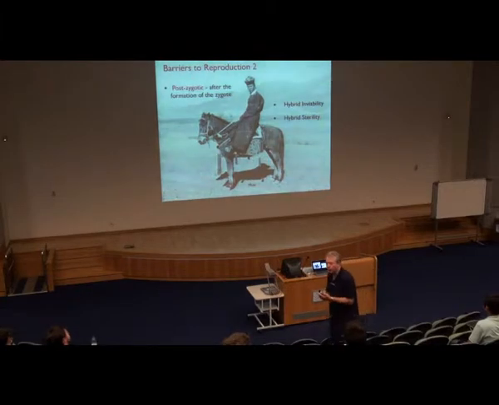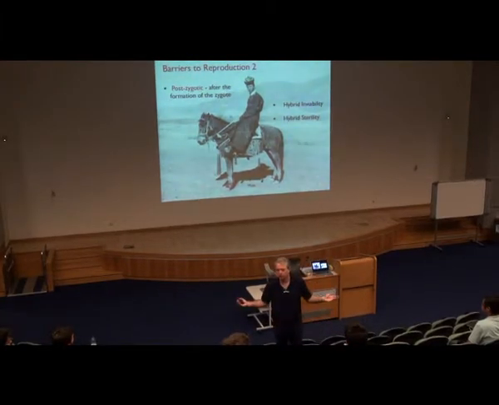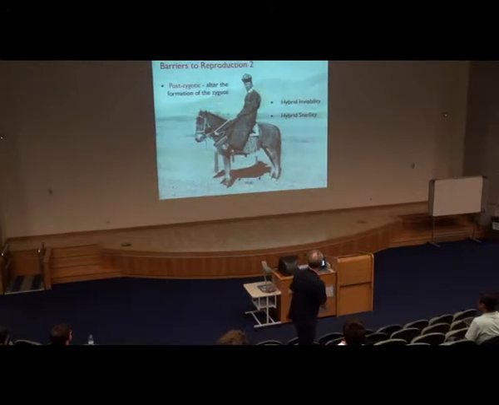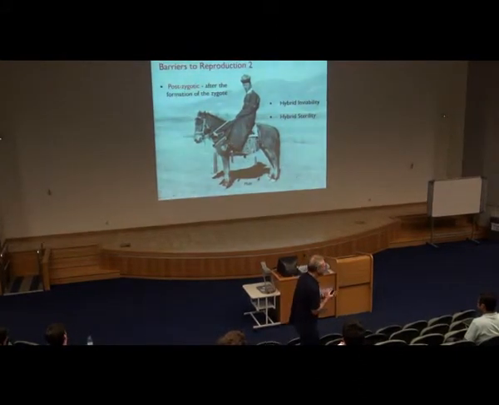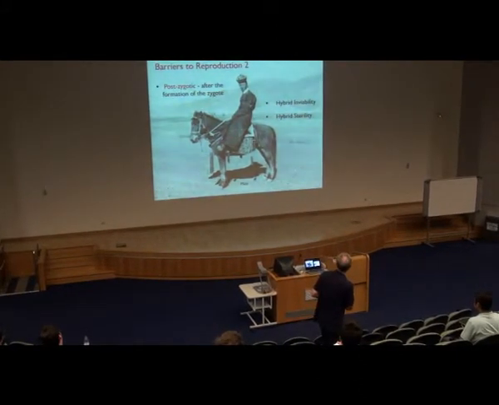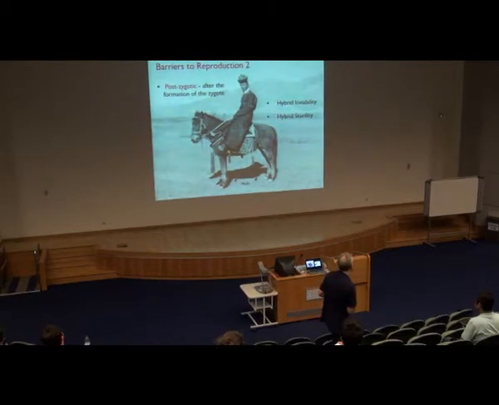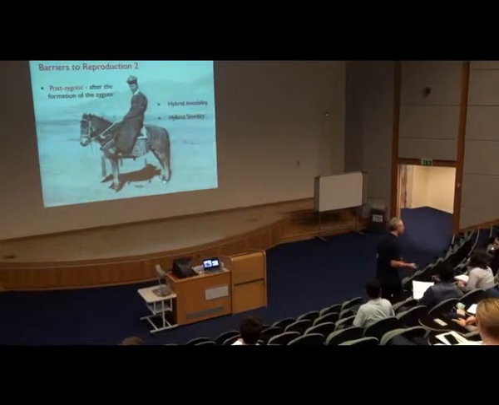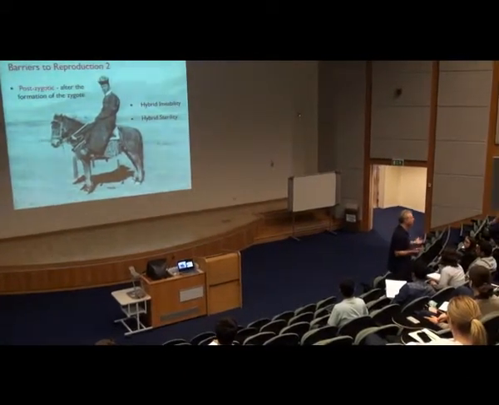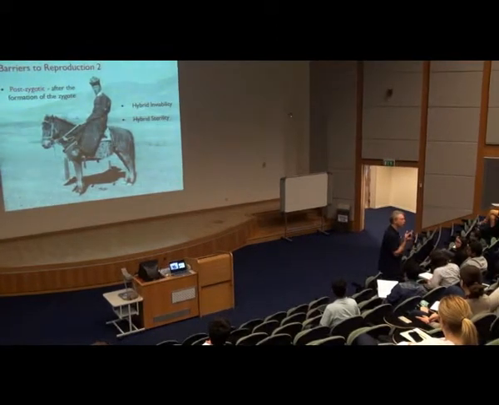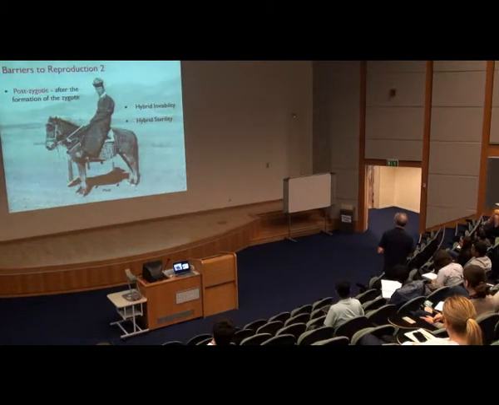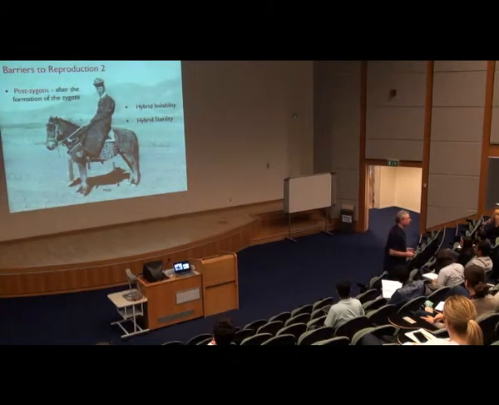So yes, you've got fertilization, but often then if the two taxa, the two species are too different, development cannot occur. So you've got inviability. Sometimes if they're very closely related, and this is why I've got the mule up, you'll have hybrid sterility. So a mule, as you know, is sterile, but it's the product of a mating between a donkey and a horse. So donkeys and horses are very close. So you can still get viable hybrids, but they're sterile.